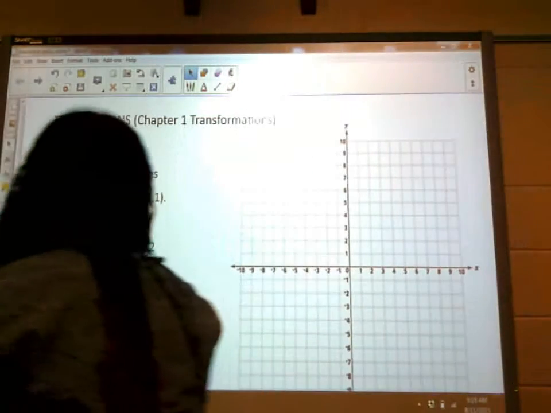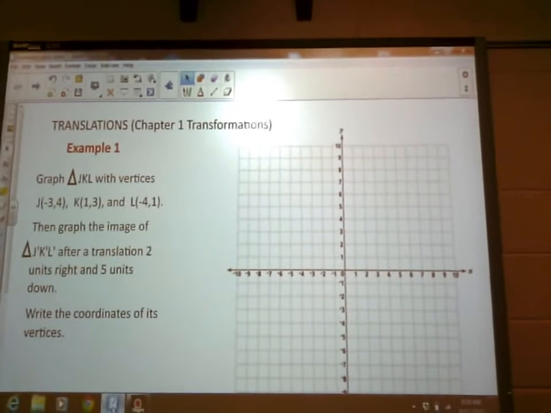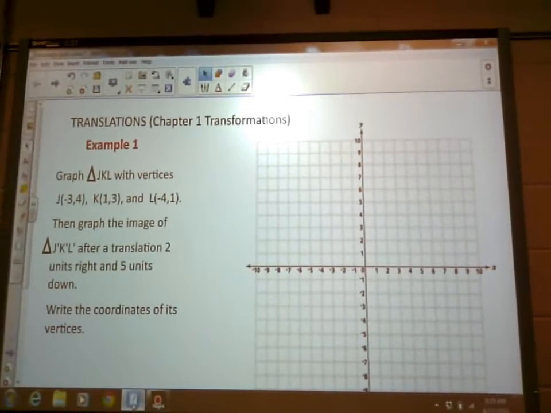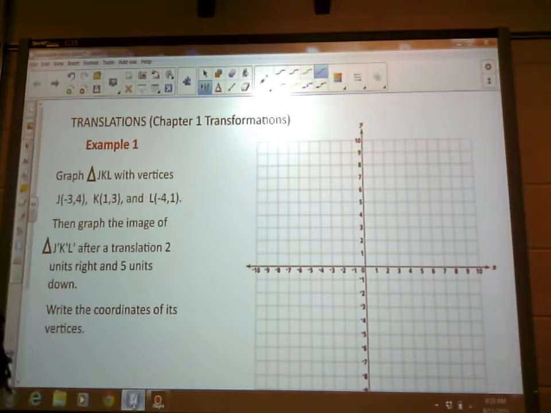Alright, good morning. We're going to go over translations, which is in Unit 1. It's in Chapter 1 of your textbook. So we're going to do the first example, which states graph triangle JKL with vertices J, K, and L. Then graph the image of triangle J prime, K prime, and L prime after a translation 2 units right, 5 units down. So the first thing we're going to do is plot our original points.